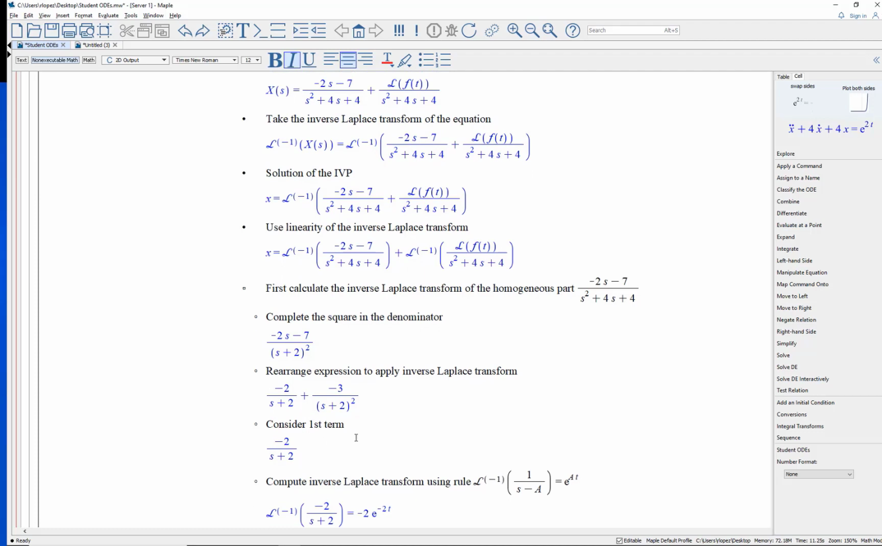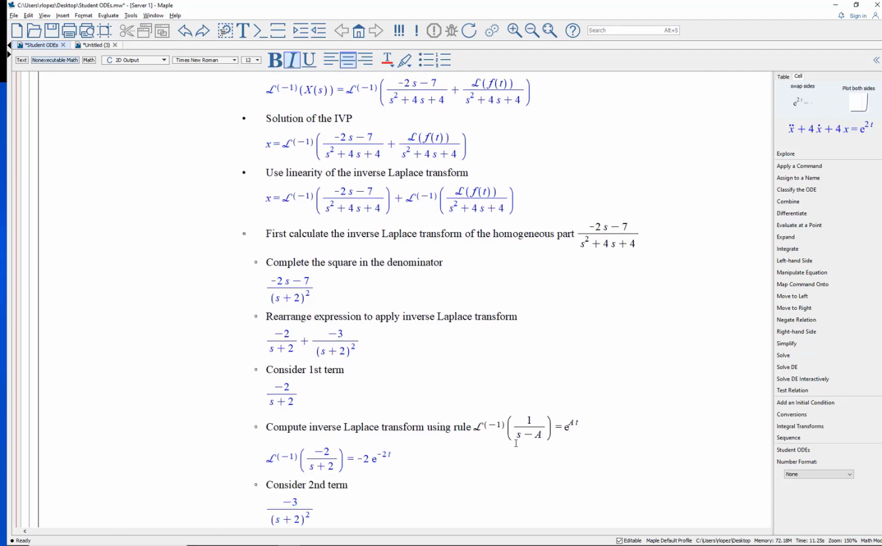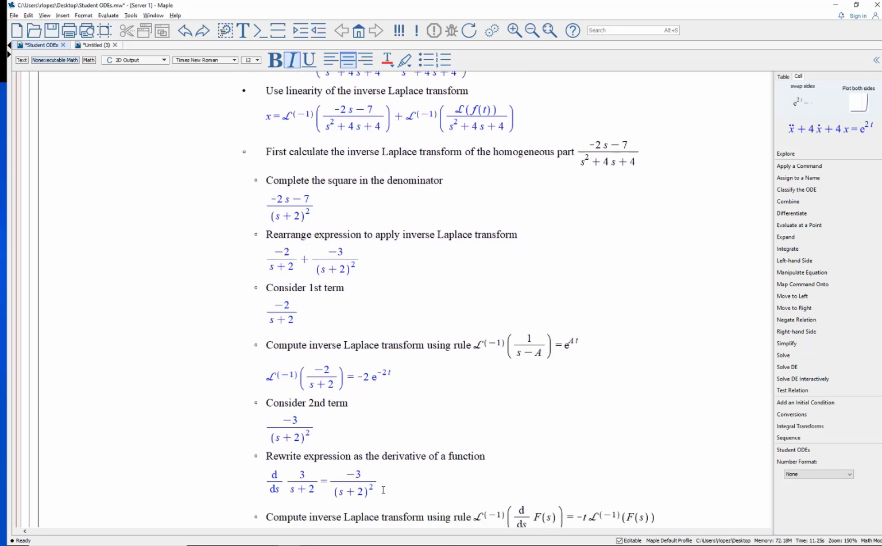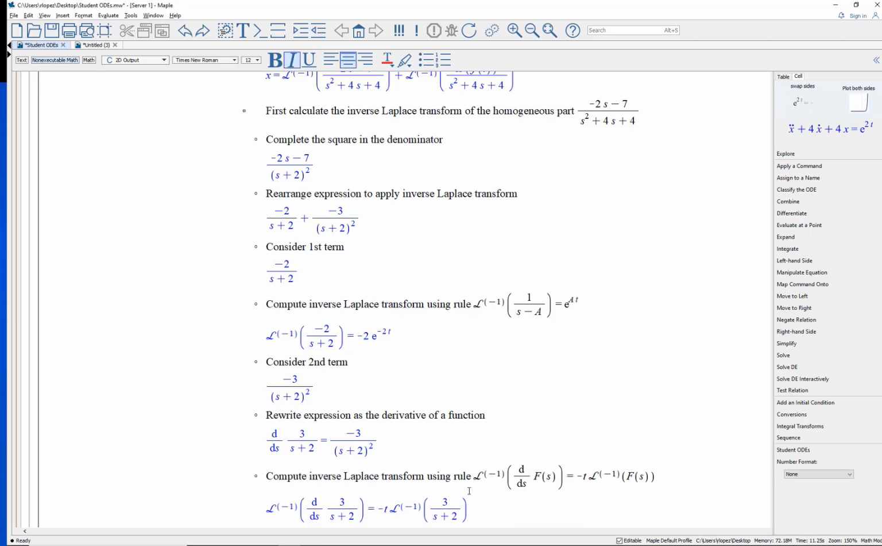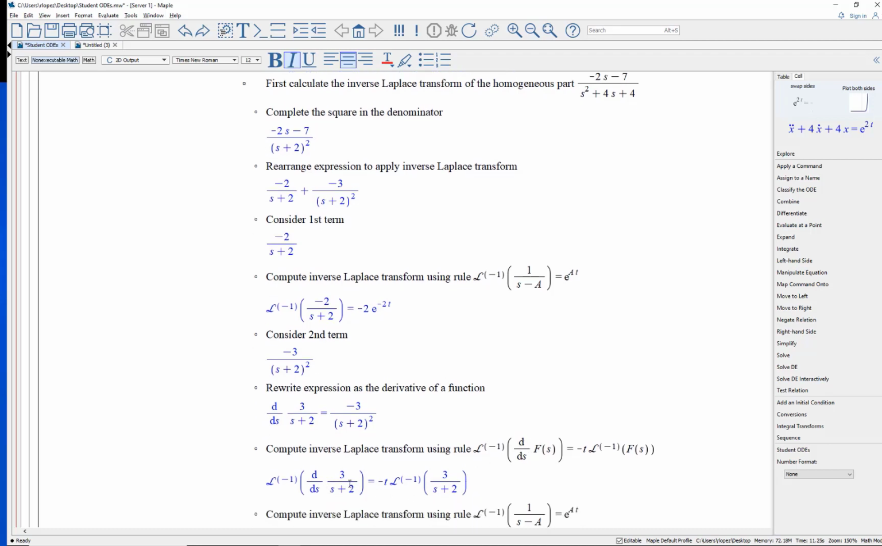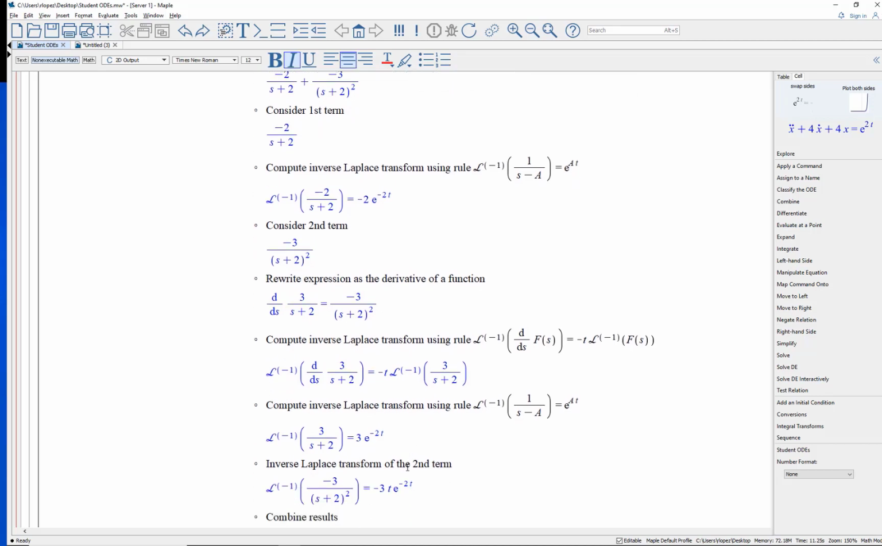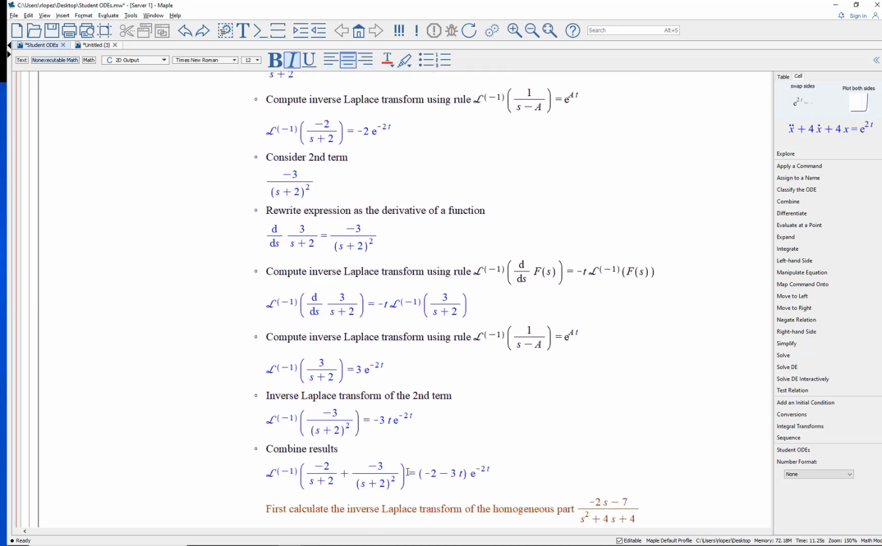Looks at the first fraction, and it inverts it using this rule, and so it gets this piece. Then it looks at this fraction, and it rewrites it as the derivative of something, so it can use this rule. And so the inverse of that term is this, but we need to invert this, so it inverts 3 over s plus 2, and it puts it all together and says the inverse is this.